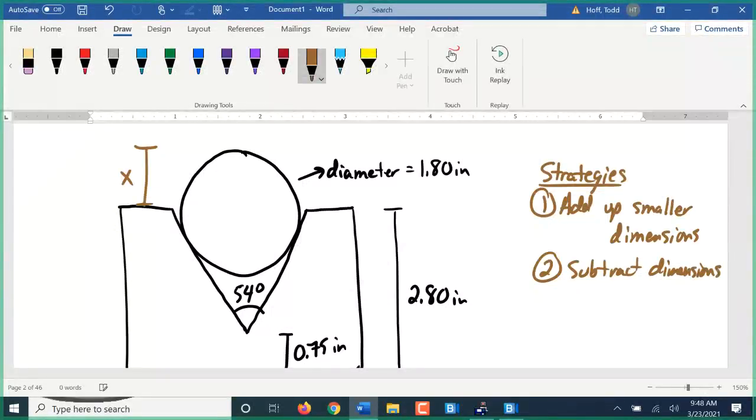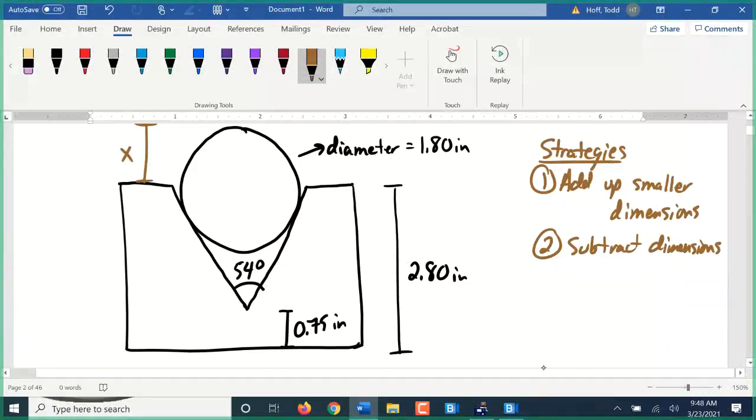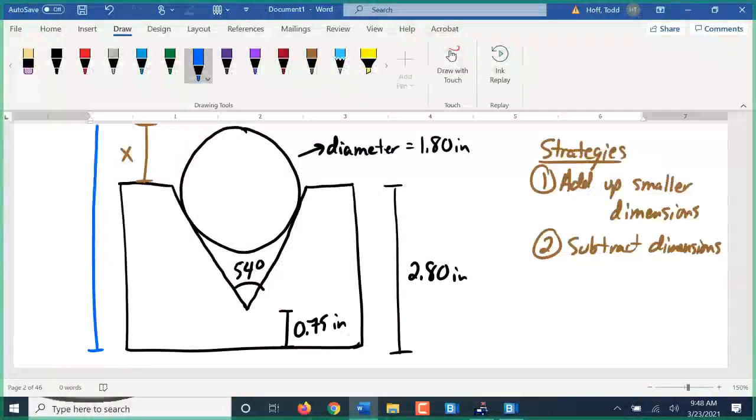This is kind of like when we were finding areas of pieces. We could either cut it into smaller pieces and add them together, or we could fill in the missing spots, find the big area, and then subtract out the missing parts. In this case, we're going to use that second strategy, where we find this big dimension here, which I'm going to call y. And if I subtract the 2.8 from that, the difference has to be x.